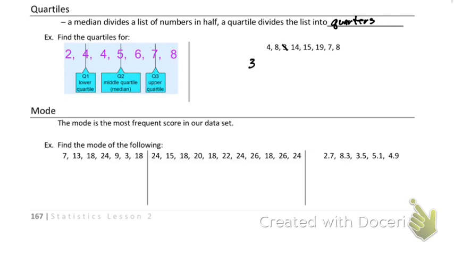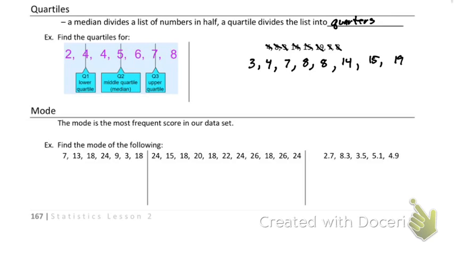So we're going to have 3, 4, 7, 8, 14, 15, and 19. What would our median be? What would our median be for this one? Yeah, 8. It'd be 8.